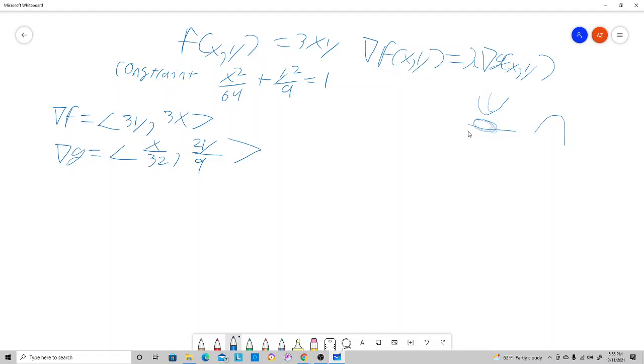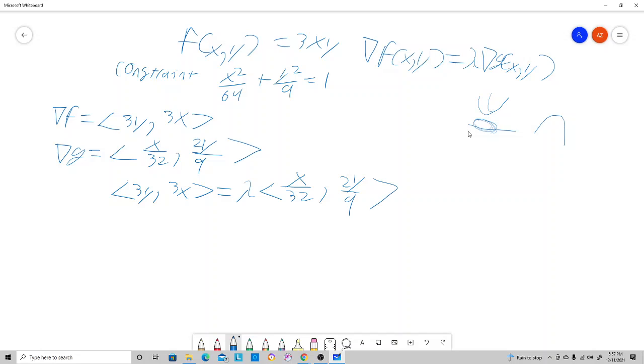Okay, so now we need to set them equal to each other. So (3y, 3x) is equal to the Lagrange multiplier, that's a scalar, times the gradient of this: (x over 32, 2y over 9).